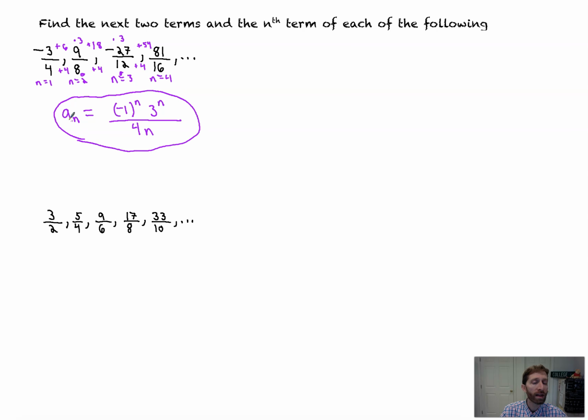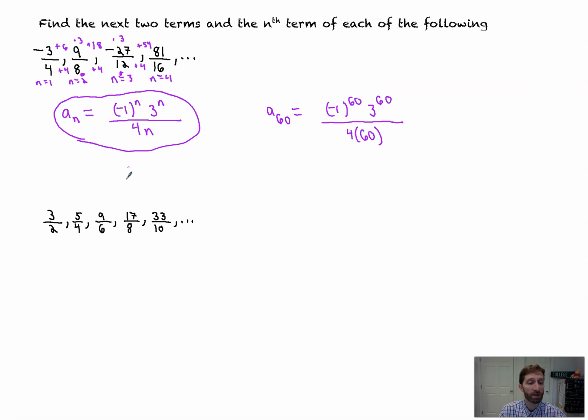So if I wanted, like, let's say the 60th term, all I would have to do is plug in 60 for n into each of those, and we get whatever the 60th term is. So for instance, a sub 60 would be equal to negative 1 to the 60th times 3 to the 60th, whatever that is. I'm not even going to calculate that out. It's massive. All over 4 times 60. And that would be the 60th term in the sequence.